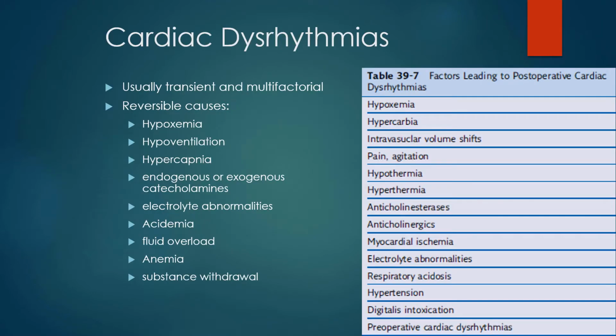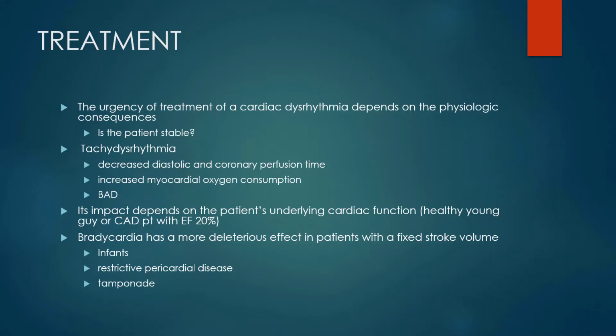Perioperative dysrhythmias are usually transient and multifactorial, as you can imagine. Some specific reversible causes in the periop period are hypoxemia, hypoventilation and associated hypercapnia, endogenous or exogenous catecholamines, electrolyte abnormalities, acidemia, fluid overload, anemia, and substance withdrawal. But there are so many other causes, as you can see.